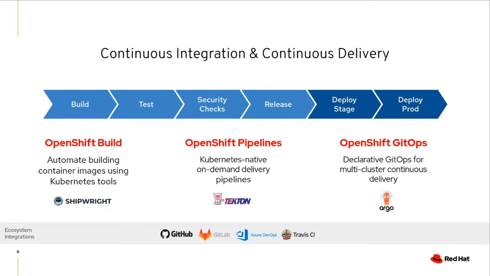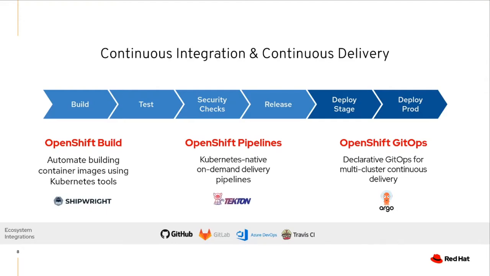You can build an application natively with Shipwright using OpenShift builds, integrate new code continuously with OpenShift Pipelines, which is based on Tekton, and you can deliver your application and infrastructure automatically using OpenShift GitOps, which is based on Argo CD. So now you have a cloud-native way of doing your GitOps and CI/CD workflows.